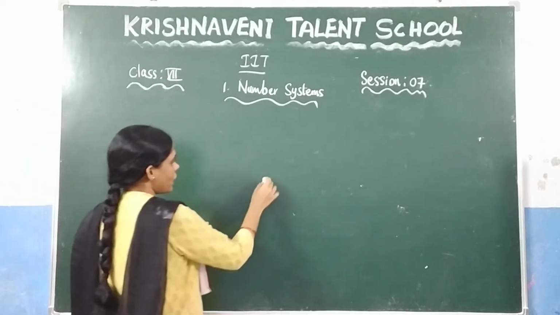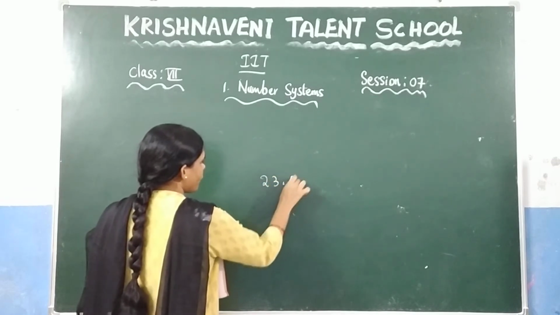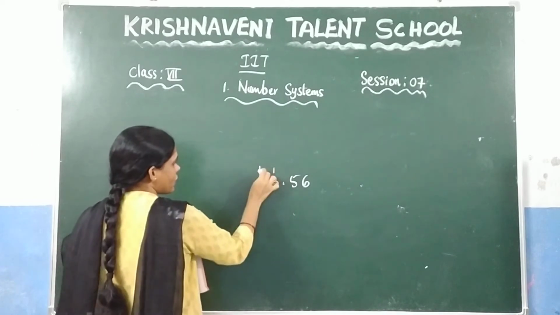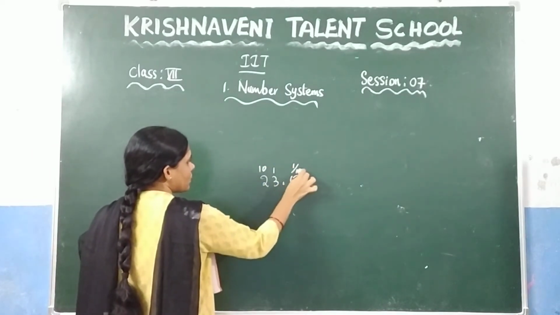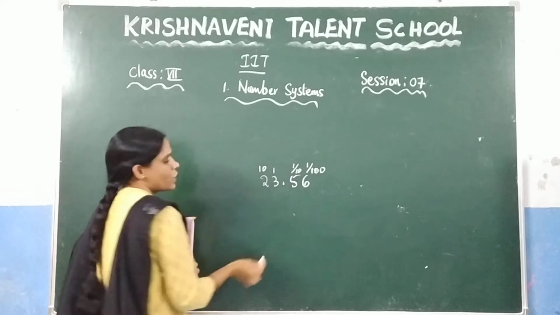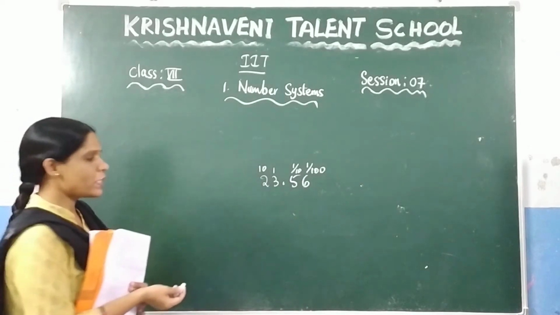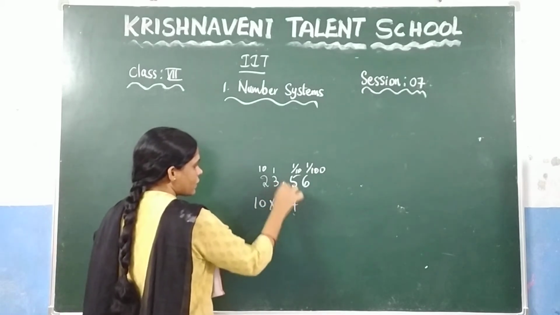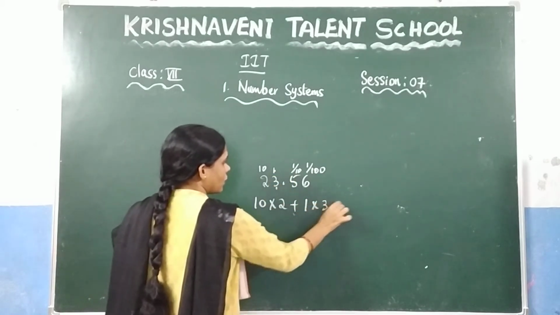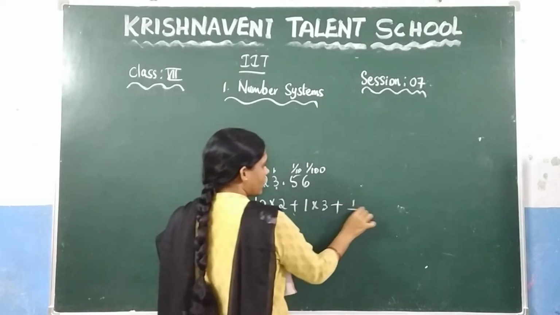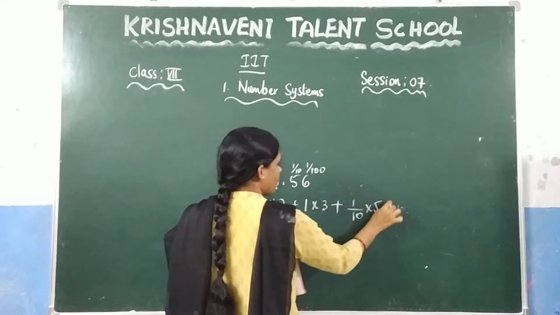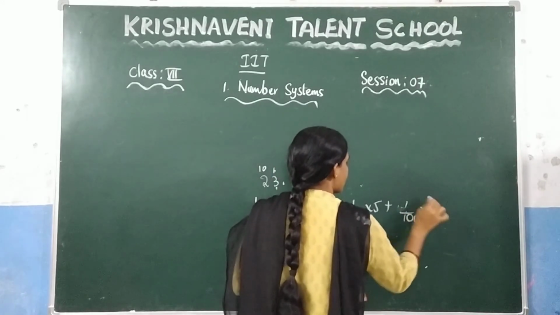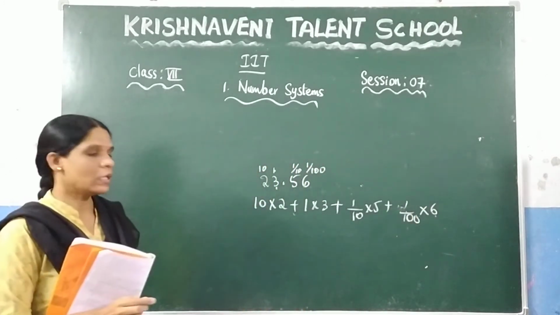Suppose you want to expand the number 23.56. Let us write the place values: this is the ones place, tens place, 1 by 10th place and 1 by 100th place. Multiply with their respective place values and add. You will get 10 into 2 plus 1 into 3 plus 1 by 10 into 5 plus 1 by 100 into 6. This is the expansion of the decimal numbers.